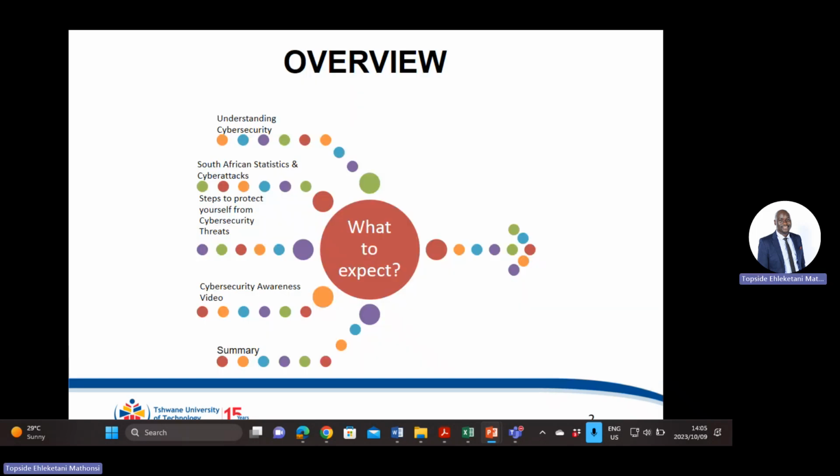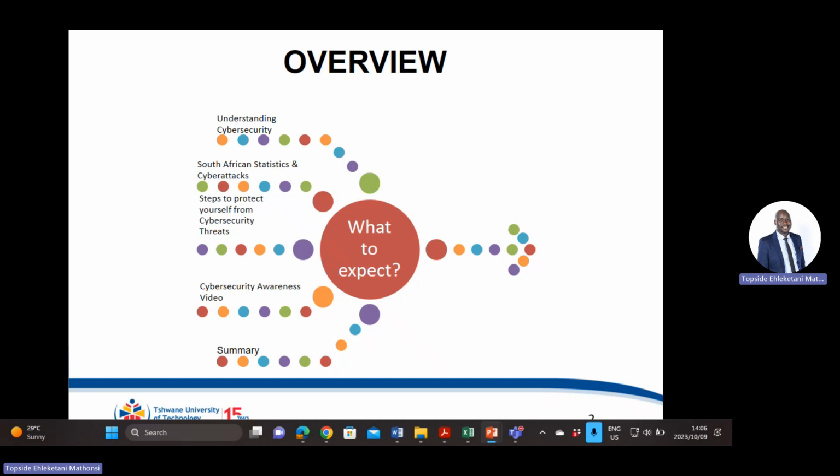Our presentation for today will first look at the basics of cybersecurity, so that you have a broader understanding of what cybersecurity is. Then we'll look at South African statistics and the cyber attacks we are facing as a country. Then we'll look at some of the steps you can use as an internet user to protect yourself from cybersecurity threats. We'll also provide a short video on the things you should not post online on Facebook, Twitter or Instagram, so that you are aware of how people steal our identity and use our information to do wrong things.